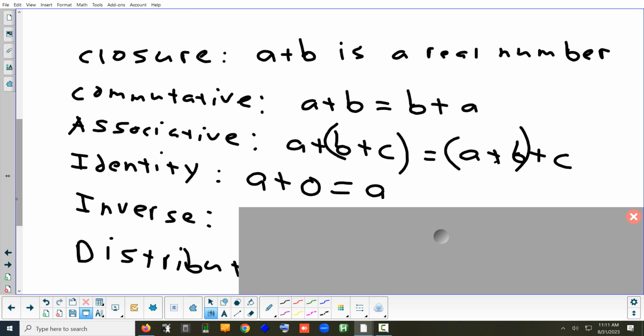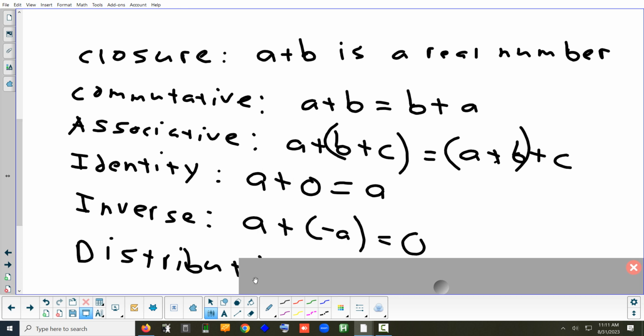The inverse property. That's something you can do to a number to basically cancel it out. So what can you do with addition? What can you add to a number that would cancel that number out? The negative of itself, basically its opposite. So if you add a number and its opposite, you get 0.